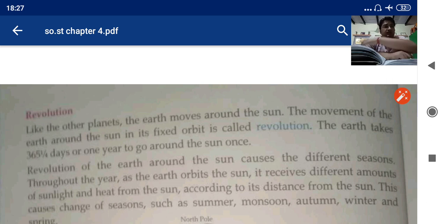Throughout the year, as the Earth orbits the Sun, it receives different amounts of sunlight and heat from the Sun according to the distance from the Sun.